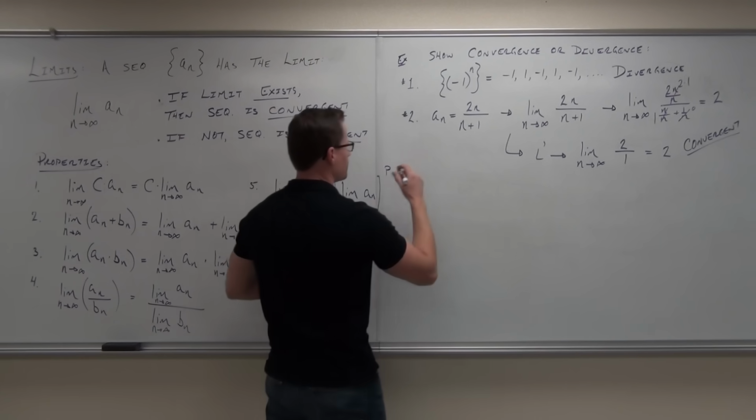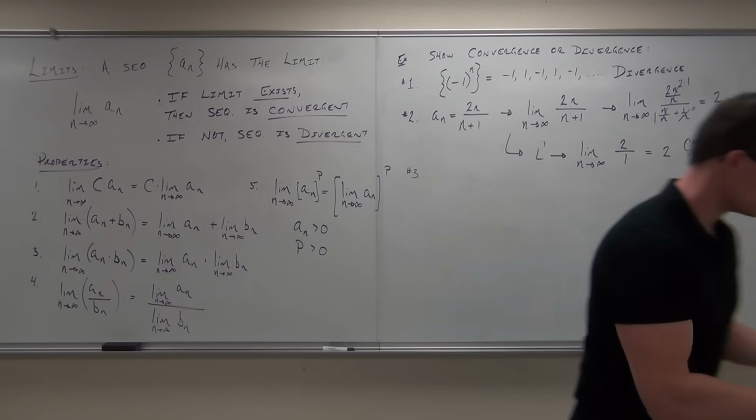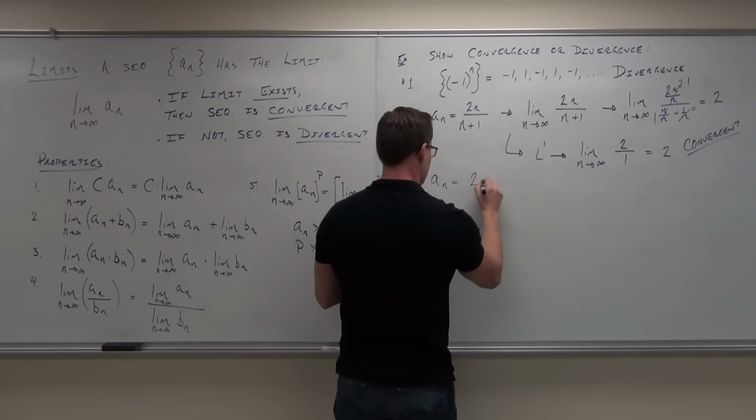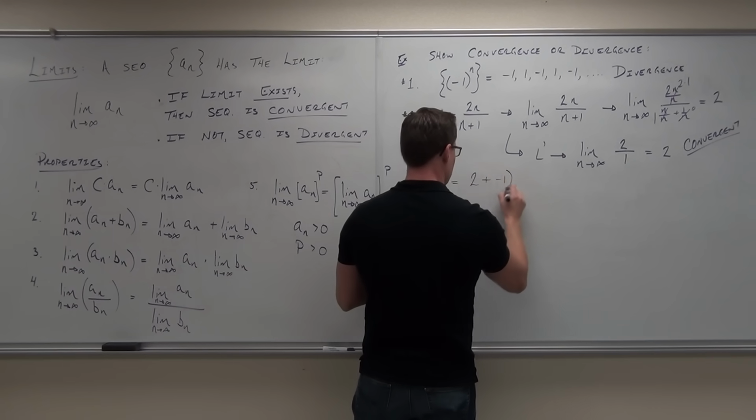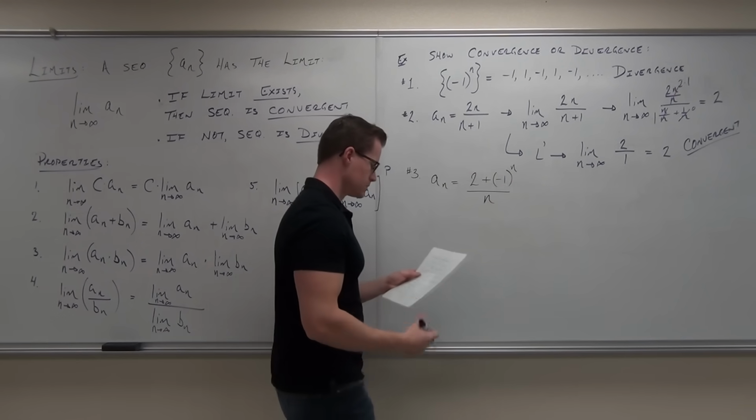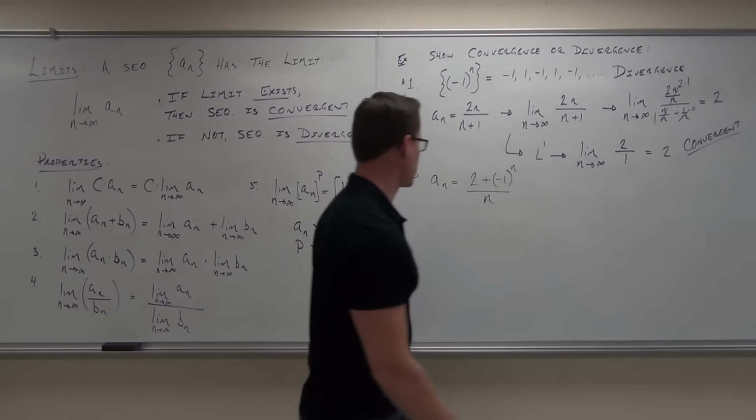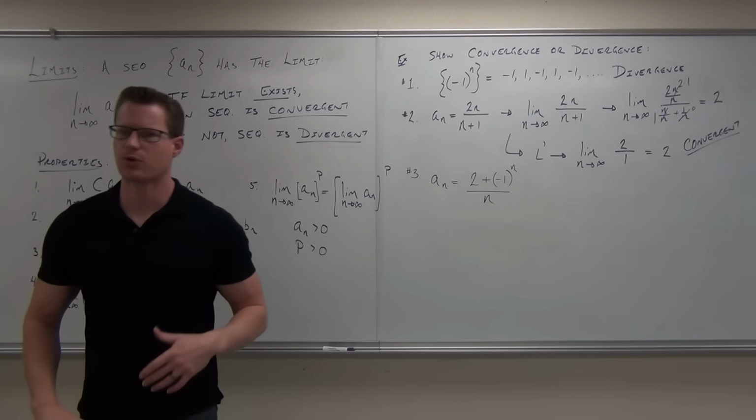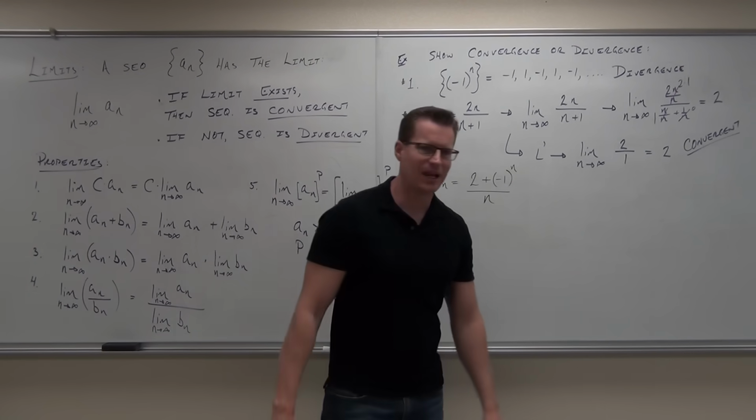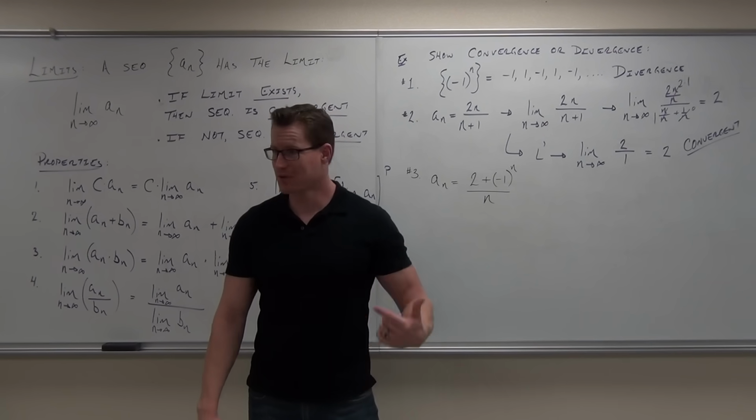Okay, let's do number 3. Two plus negative 1 to the n over n. Goodness gracious. Ladies and gentlemen, how can we check for convergence or divergence of a sequence? What should we do? Take the limit. Limit. Don't we love the limits? No, not really. But we can do them because we've learned it from Calculus 1.